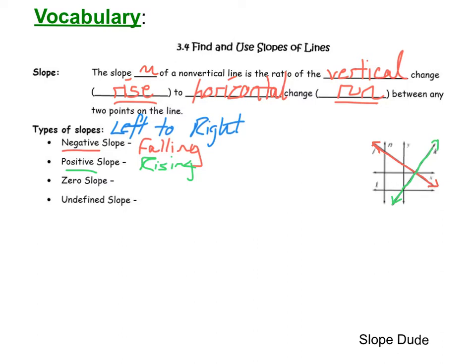The next two: zero slope, this line is just horizontal, so it has no rise at all. That would be like line L down here, or the x-axis, that has a zero slope. And the last one, undefined, that is a vertical line. All vertical lines have an undefined slope, like line N here.